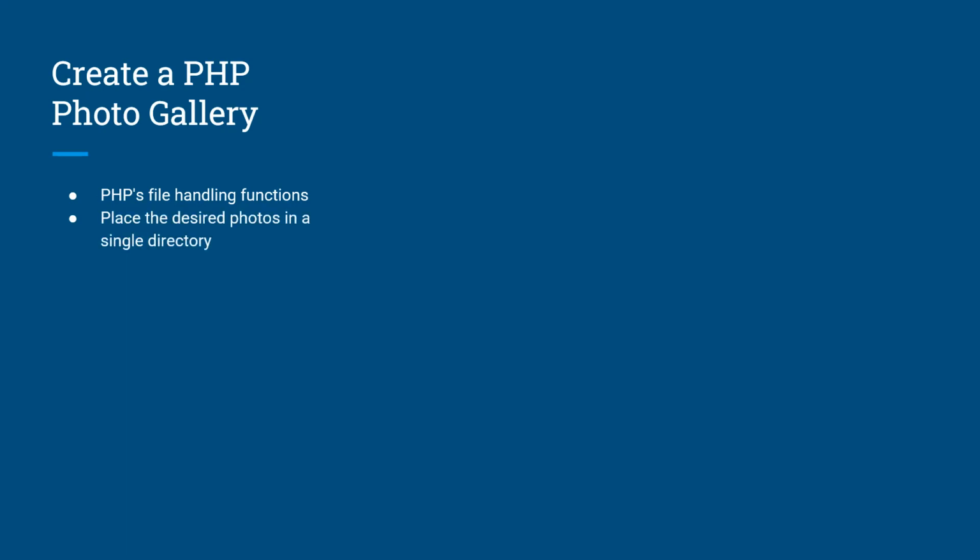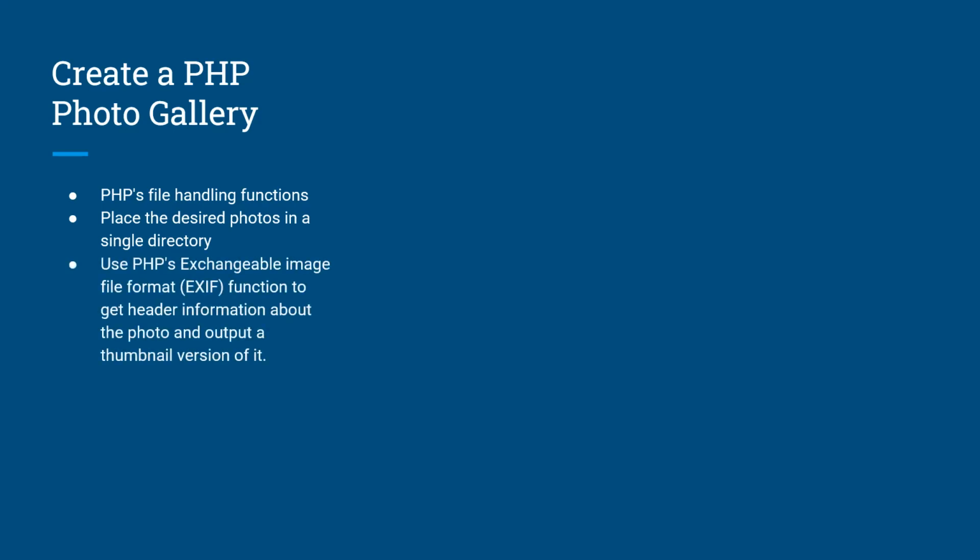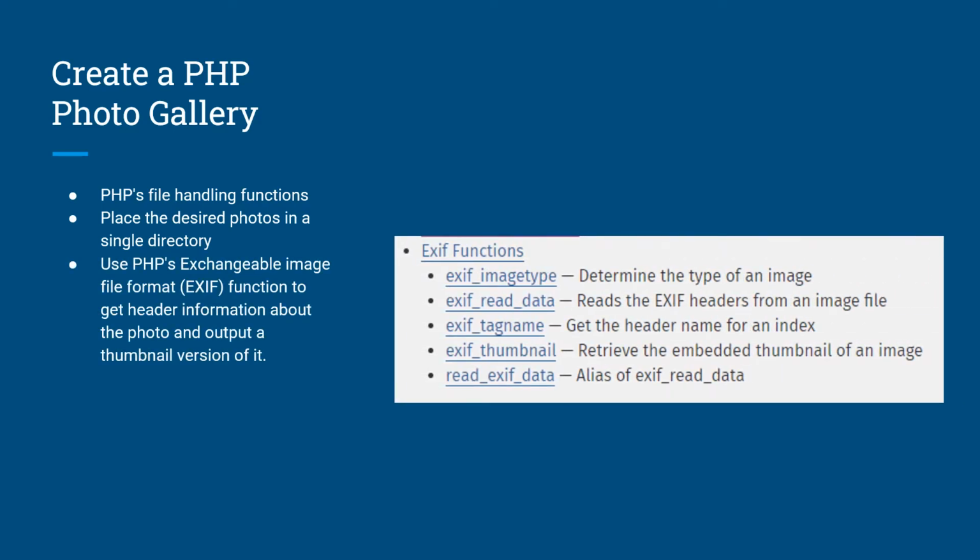You would place the desired photos in a single directory, and then you would use PHP's exchangeable image file format functions to get header information about the photo and to output a thumbnail version of it.